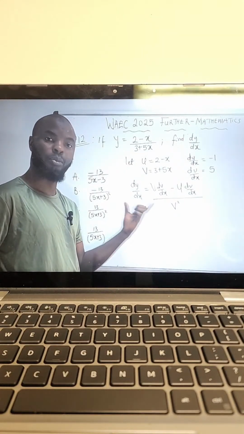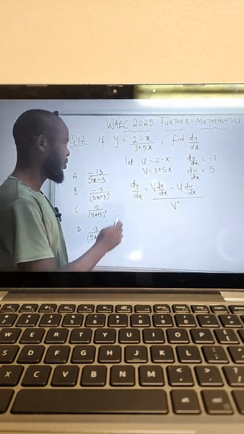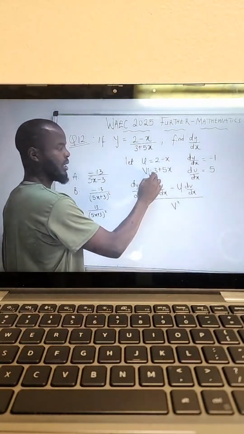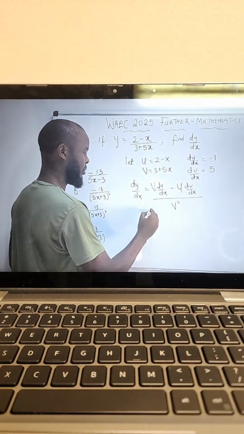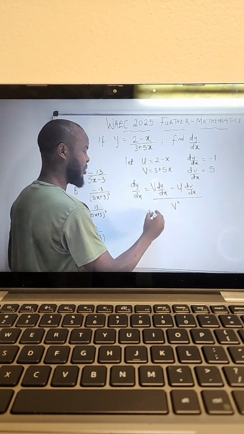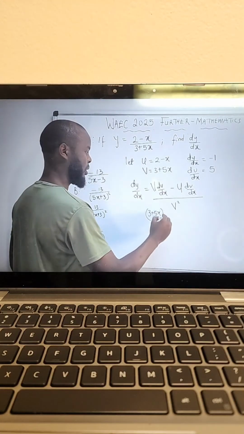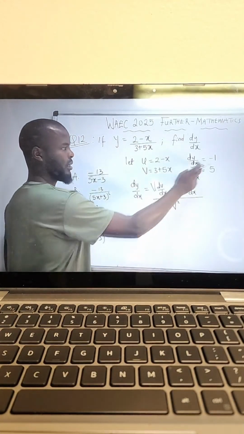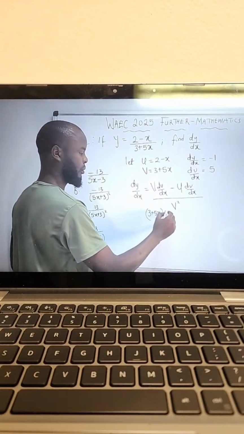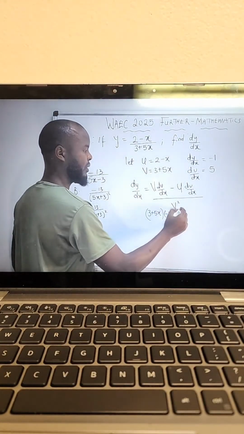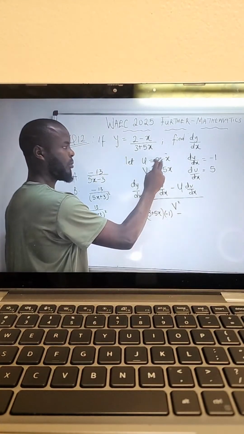And now we want to plug in the values in this. So what is v? v is 3 plus 5x. We have 3 plus 5x. What is du/dx? Negative 1. Minus u, which is 2 minus x.